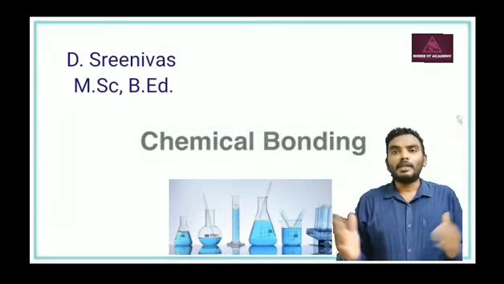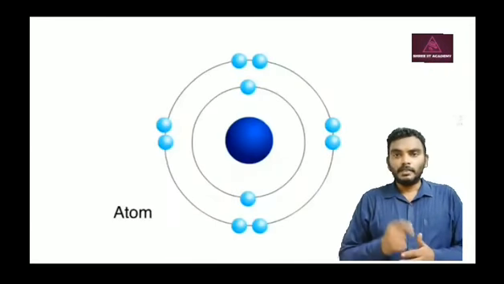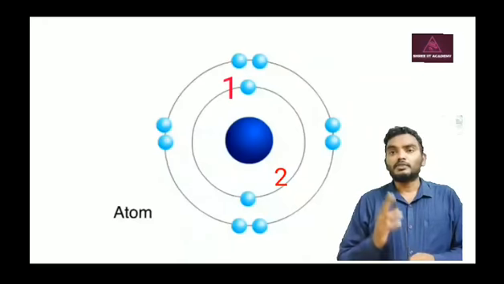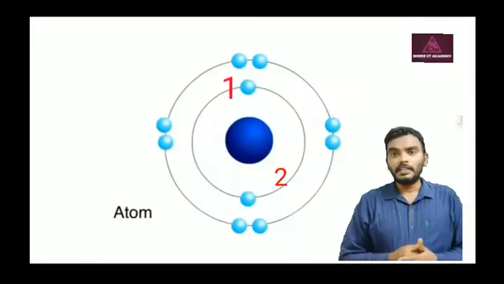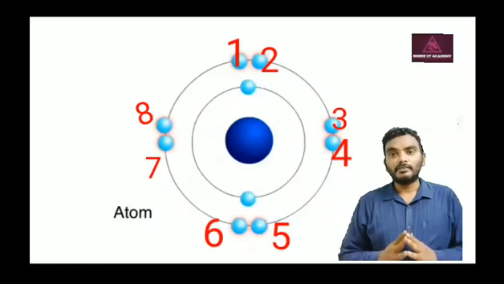Today I want to discuss chemical bonding. Chemical bonding happens in atoms. If you see the atom, here it contains two shells. The first shell contains 2 electrons, and the second shell contains 8 electrons.